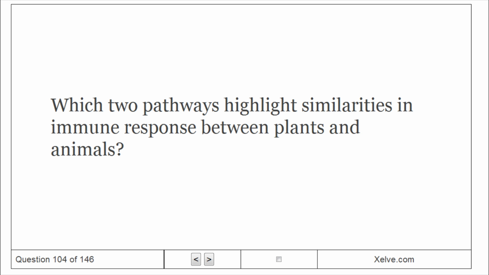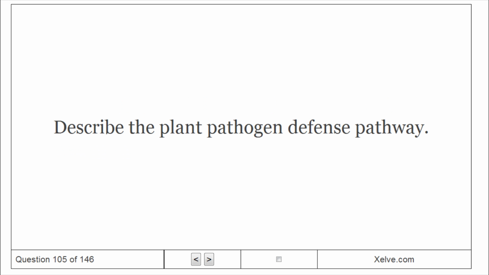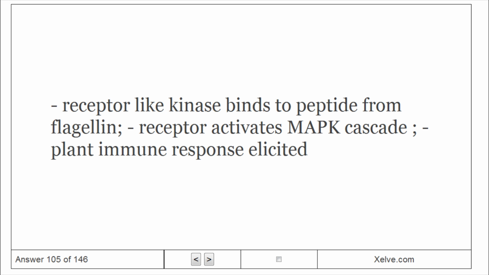Which two pathways highlight similarities in immune response between plants and animals? Plant pathogen defense pathways and animal receptors involved in innate immune responses. Describe the plant pathogen defense pathway. Receptor-like kinase binds to peptide from flagellin. Receptor activates MAPK cascade. Plant immune response elicited.